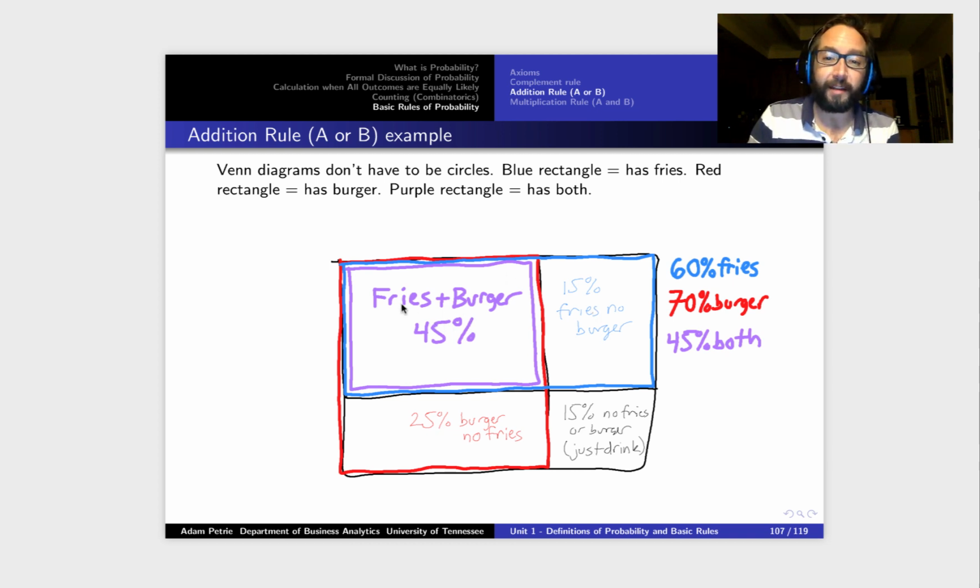If 45% have fries and burger, well, that means 25% must just have a burger with no fries. 15% must have fries but no burger for that to add up to 60% and 70%. The space left over, no fries and no burger, meaning just drinks, there's my 15%. So very often you can get at the answers to some of these probability problems just visually with a Venn diagram, or if you want to flex your math muscles and use some of these rules of probability, go for it. The more practice you get, the better off you're going to be.